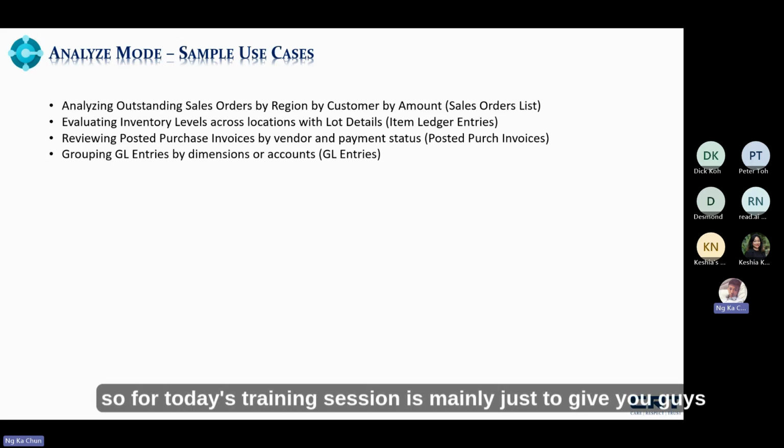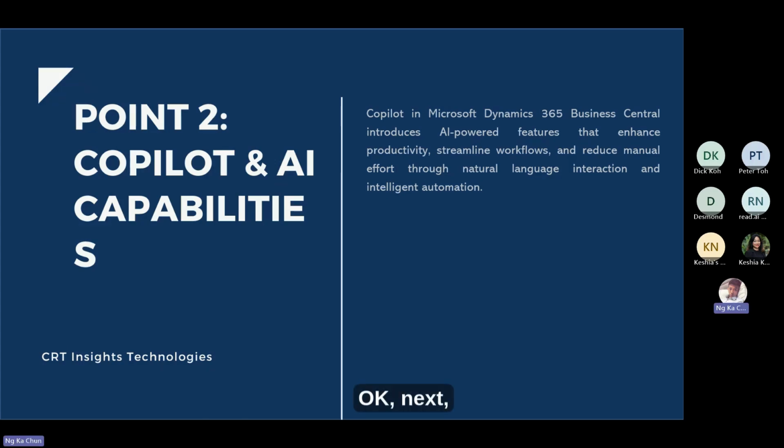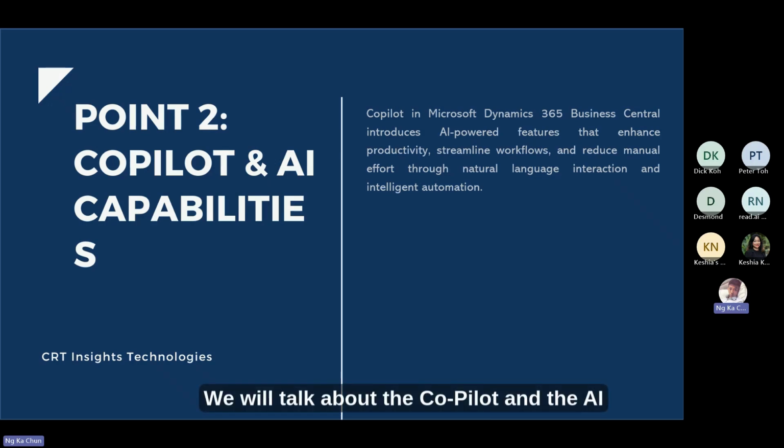Okay, so for today's training session, it's mainly just to give you guys the idea what the new features are that you can explore inside Business Central and how it can help you on your daily operations. Okay, next we will move to the second point. Okay, second point, we will talk about the Copilot and the AI capabilities inside the D365 BC.